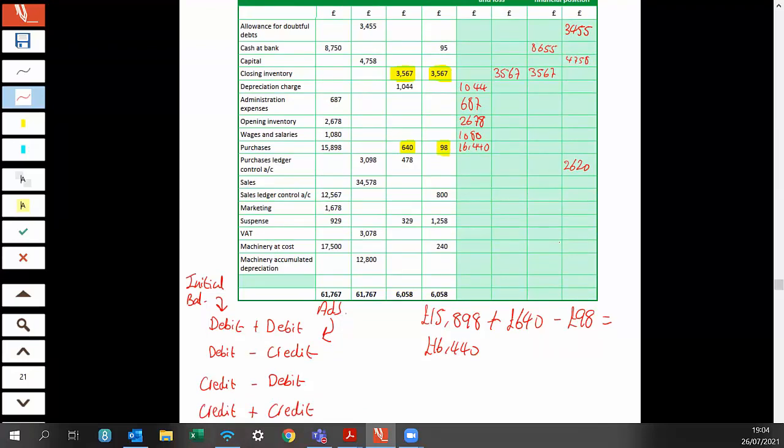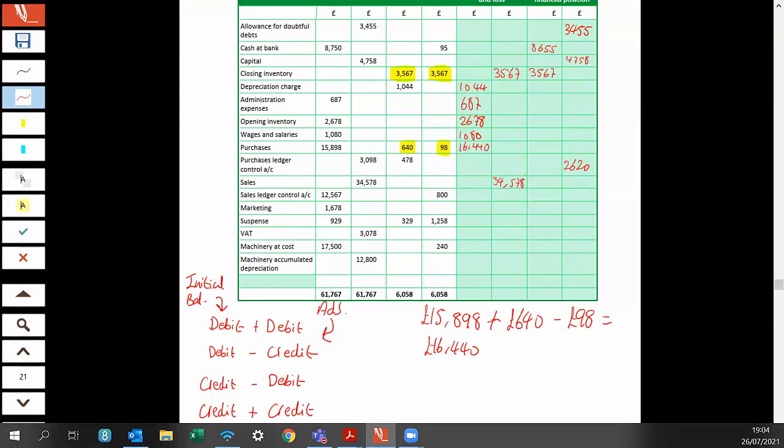34,578. What do we class sales as? Again, pretty self-explanatory. Sales is income. Income belongs on the profit and loss. And as there's no adjustments, we're just going to move that figure over nice and easy. So you can start to see the questions we're asking ourselves here.